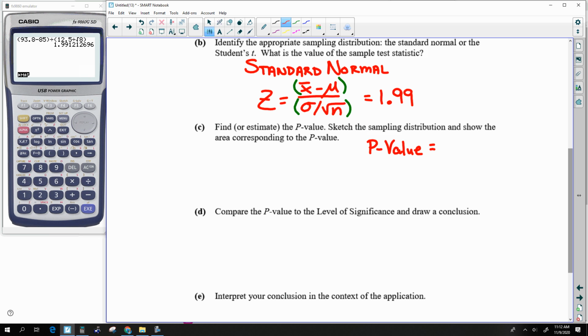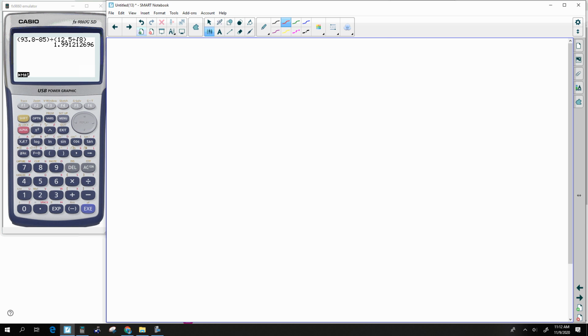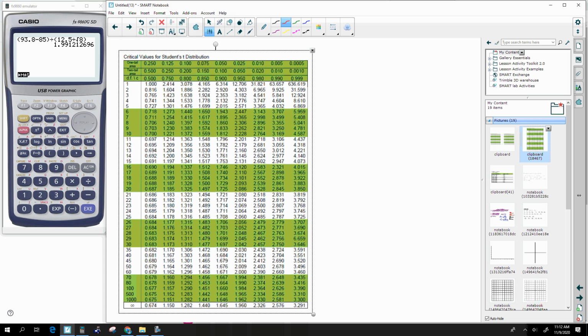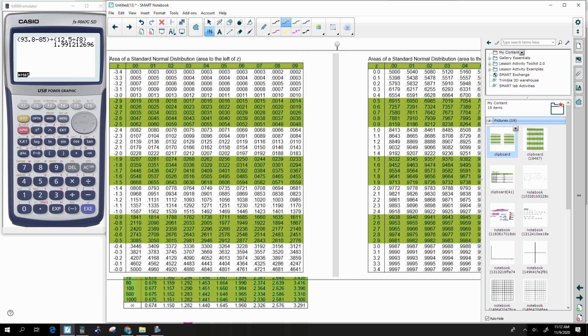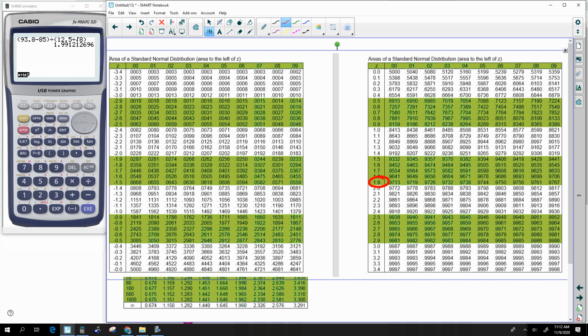So my p-value is based upon a z of 1.99. Always look that up as a negative. This is not a two-tail, so I don't have to multiply by 2. All I have to do is just look it up. So 1.99. Oh, shoot. I'm sorry. Look it up as a negative. Negative 1.99, 0.0233.